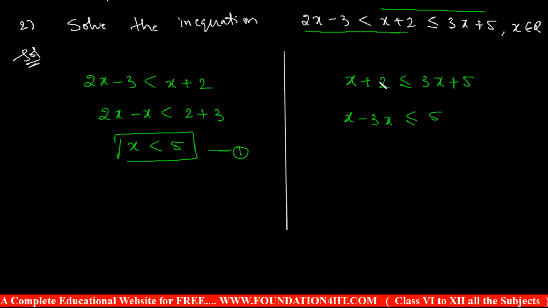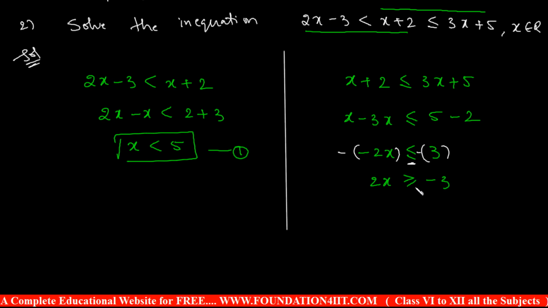Only the right side is 5 minus 2. This is minus 2x less than or equal to 3. As we saw previously, to change the minus 2x it becomes plus 2x, and less than or equal becomes greater than or equal to minus 3. That means on both sides we are indirectly multiplying with minus 1. If we multiply with minus 1 on both sides, then the inequality sign should be changed.